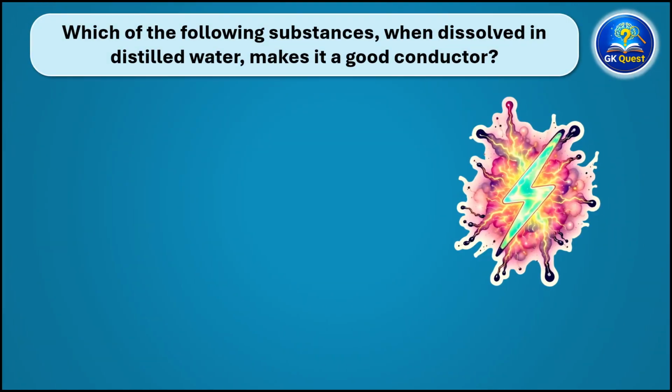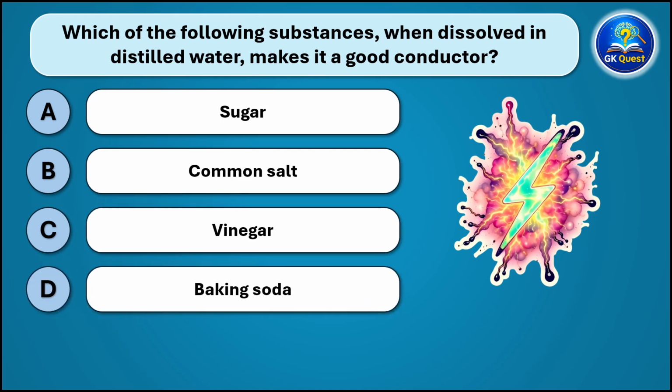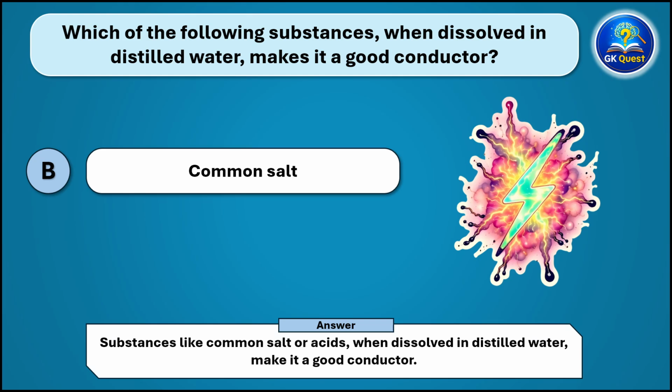Which of the following substances, when dissolved in distilled water, makes it a good conductor? And the correct answer is substances like common salt or acids, when dissolved in distilled water, make it a good conductor.